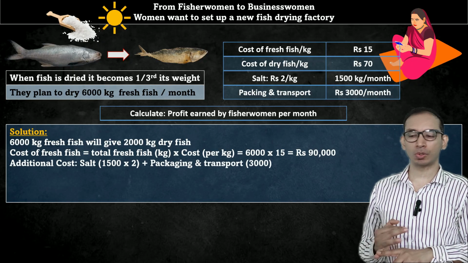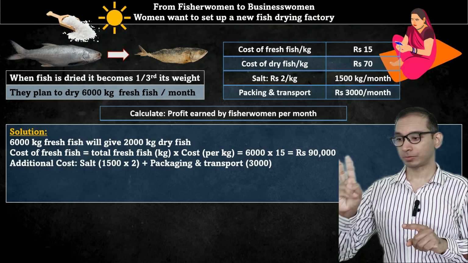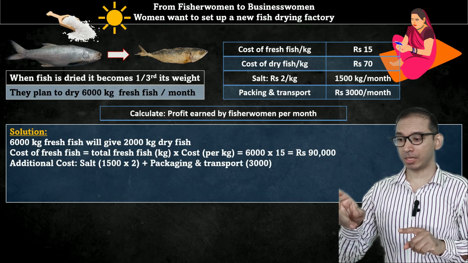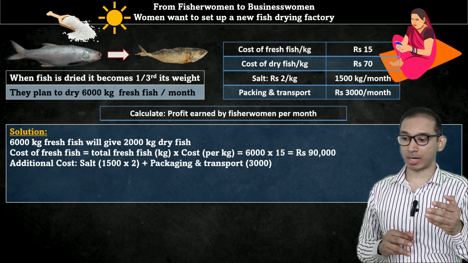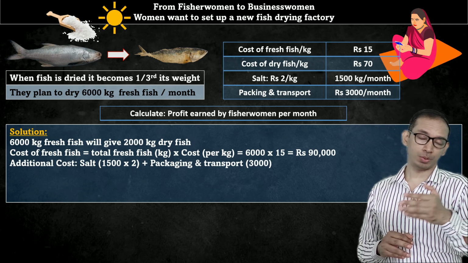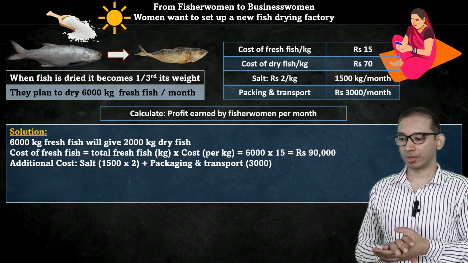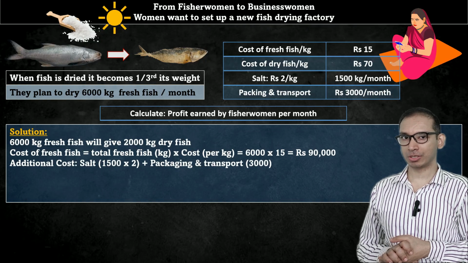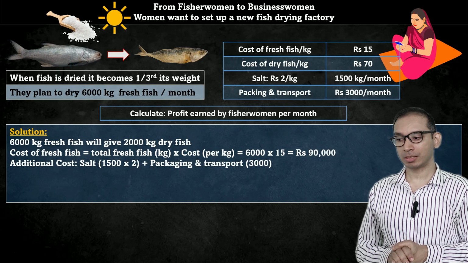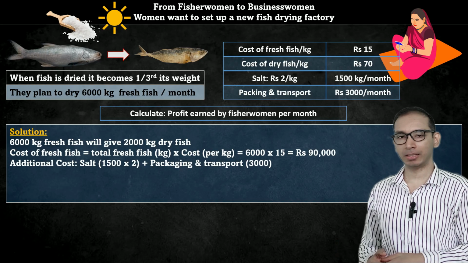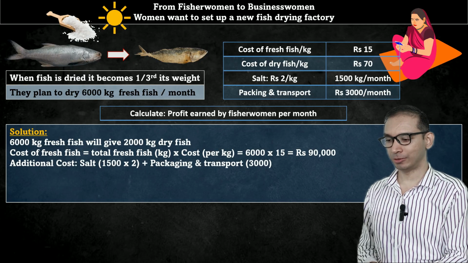Additional cost is that of salt and transport. So salt is 2 rupees per kg. 1,500 kgs are required per month, and you have to multiply the two. So 1,500 into 2, the cost of salt will be 3,000 rupees per month, and your packing and transport is again 3,000 per month. It's not based on weight, so you can add that directly, 3,000.